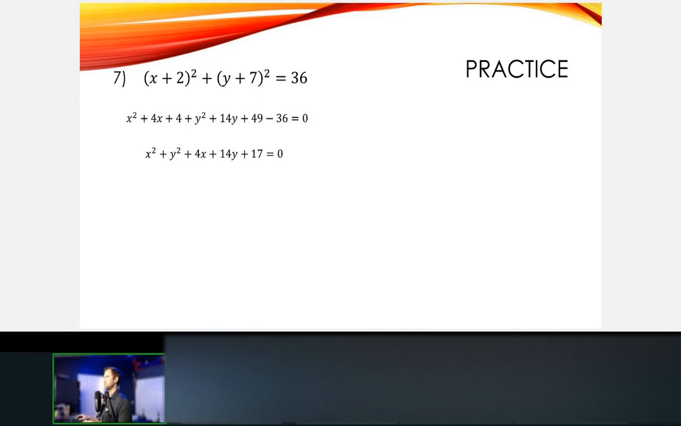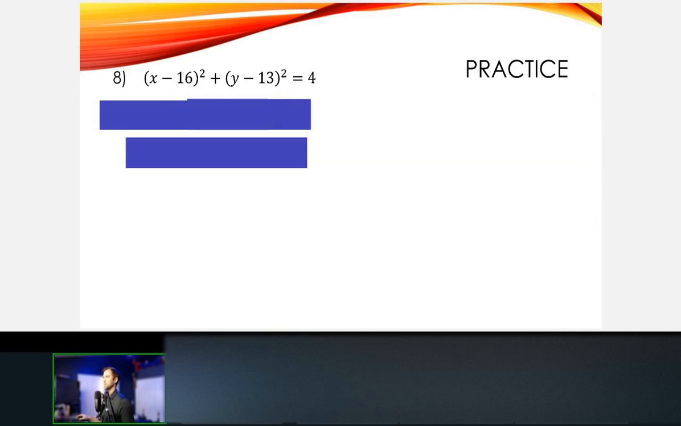And there's my work if you wanted to see it. And we have one more example, which is this one. So go ahead and do this last example, and then let me know when you are all finished.